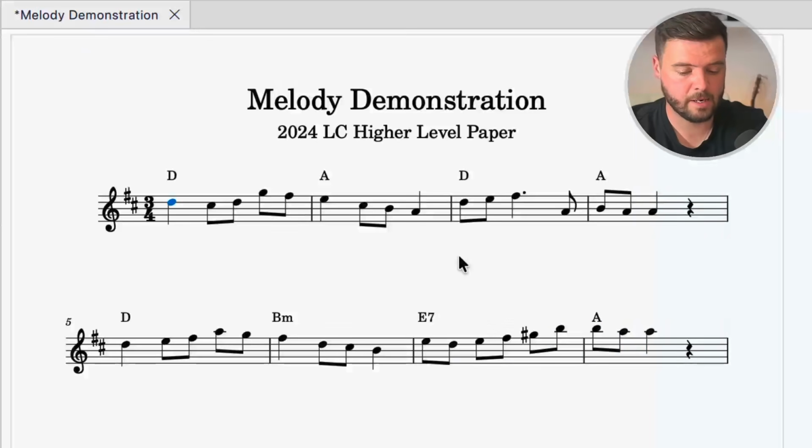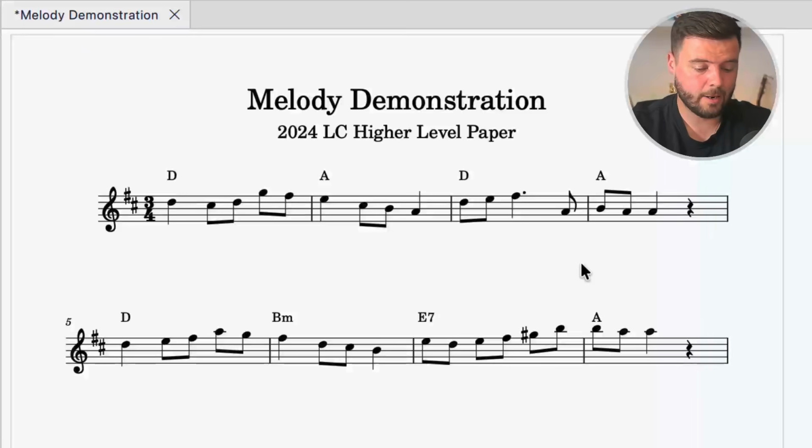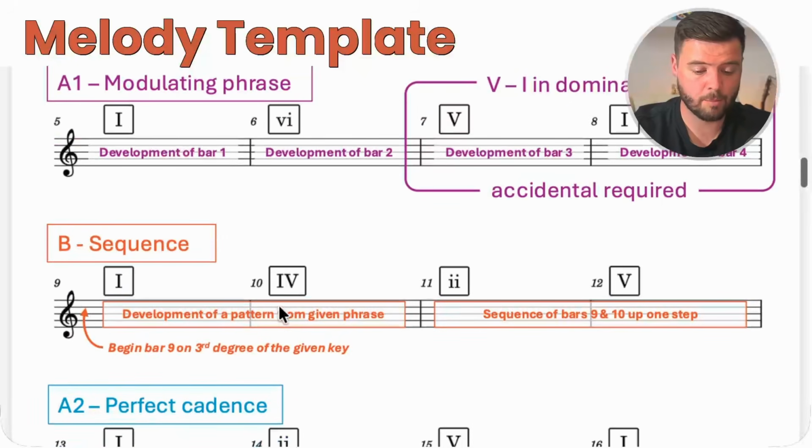So does your ear hear both of those melodies as belonging to the same melody? And hopefully the answer in your mind is yes. The next thing we're going to come on to is our B phrase.